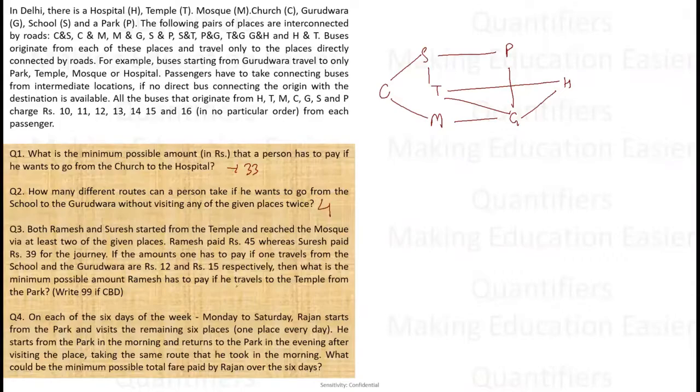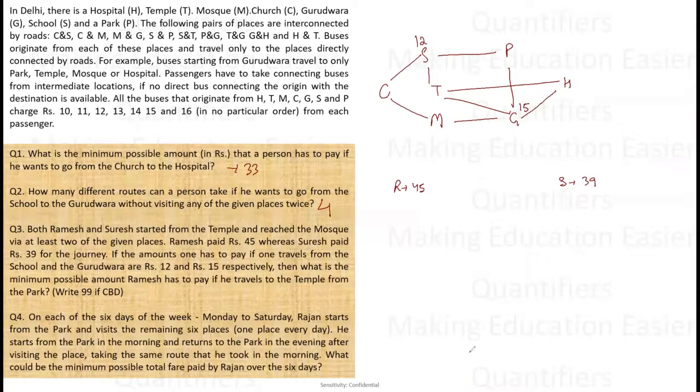Now next question. Both Ramesh and Suresh started from temple and reached the mosque via at least two of the given places. So both of them have started from temple. Both of them have reached the mosque by covering at least two places. Ramesh paid 45 and Suresh paid 39. If the amounts one has to pay if one travels from school and the Gurdwara are 12 and 15 respectively, so these prices are fixed. The school is 12, Gurdwara is 15 respectively. Right. Then what is the minimum amount Ramesh has to pay if he travels to the temple from the park?